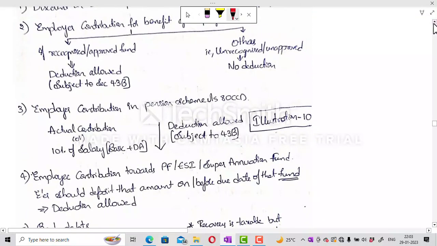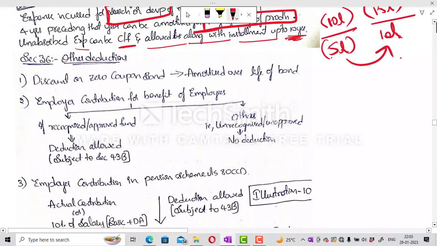So next, some eligible business deductions. In case we have taken a discount on a zero coupon bond, we have to amortize it for the lifetime of the bond, over the life of the bond.